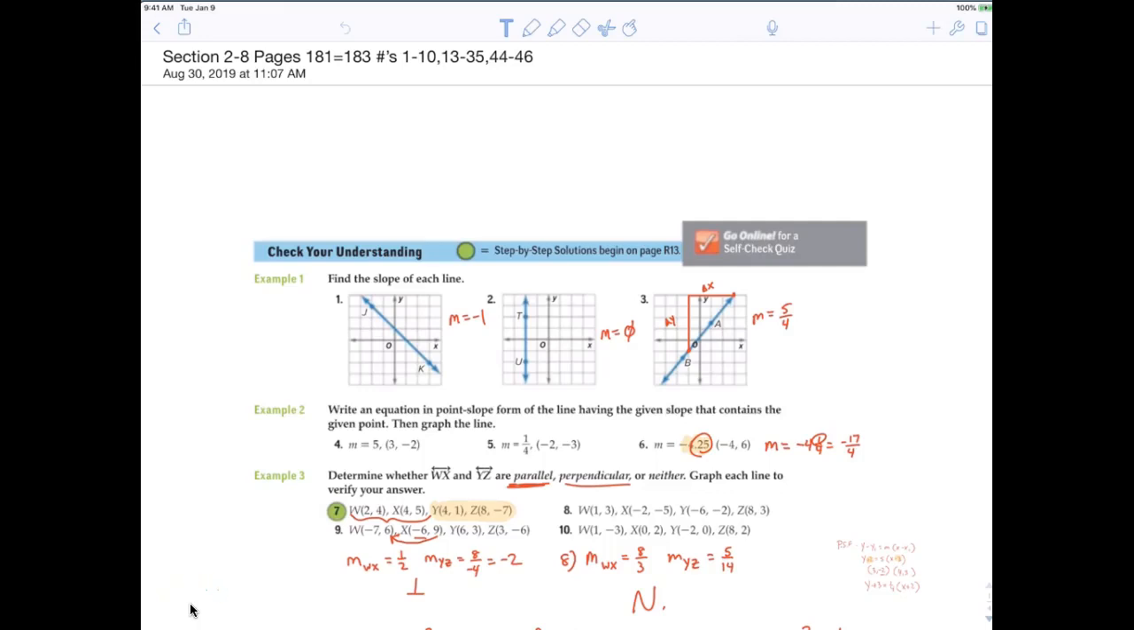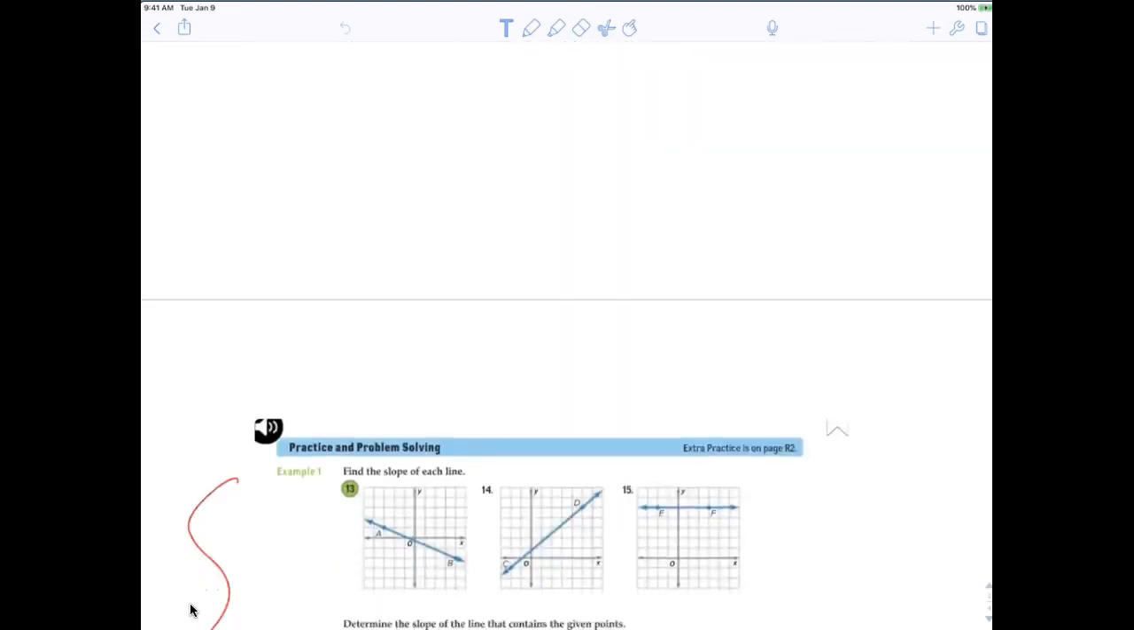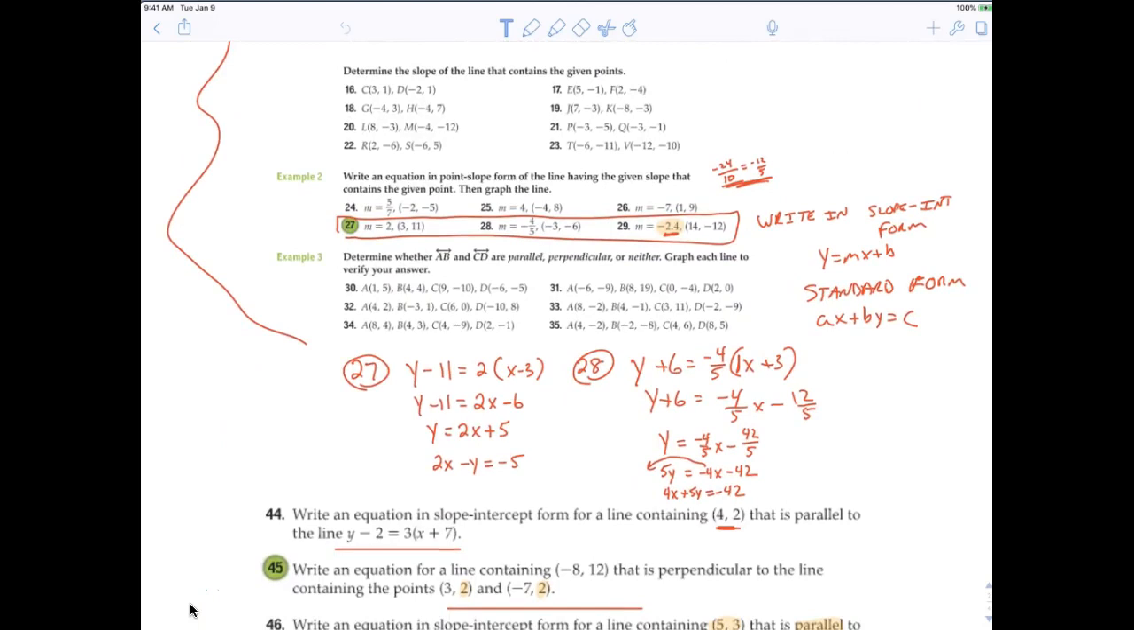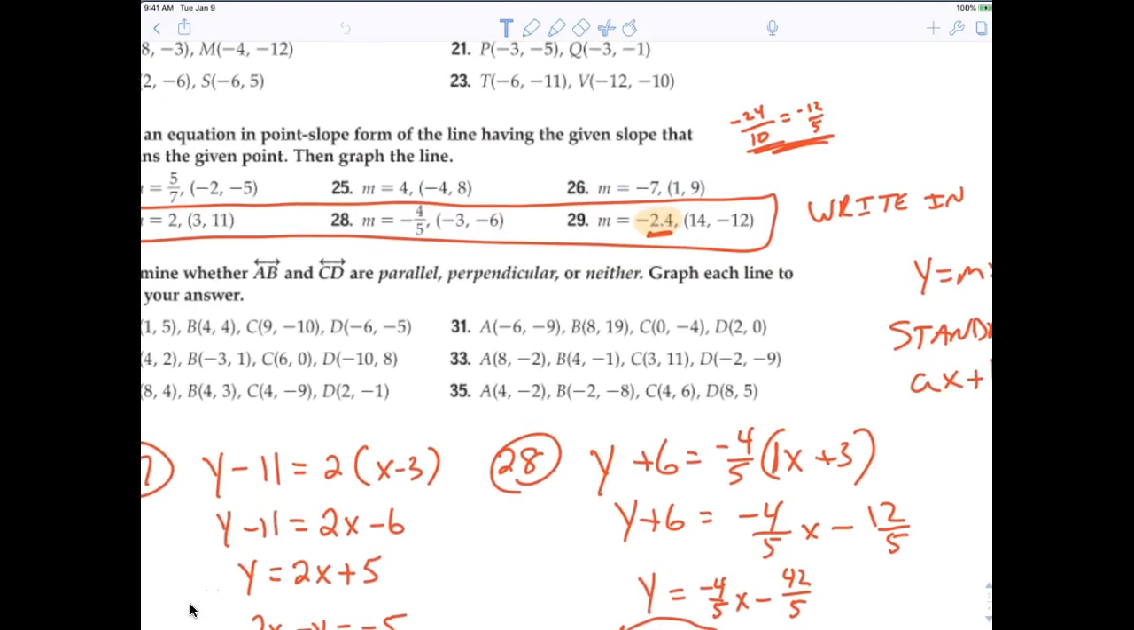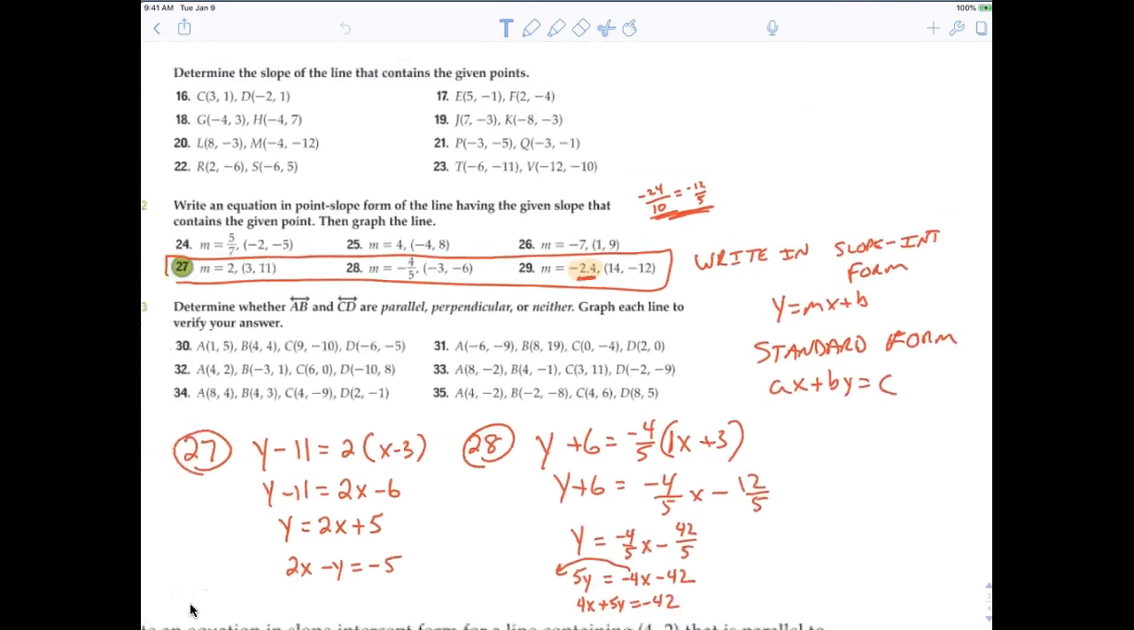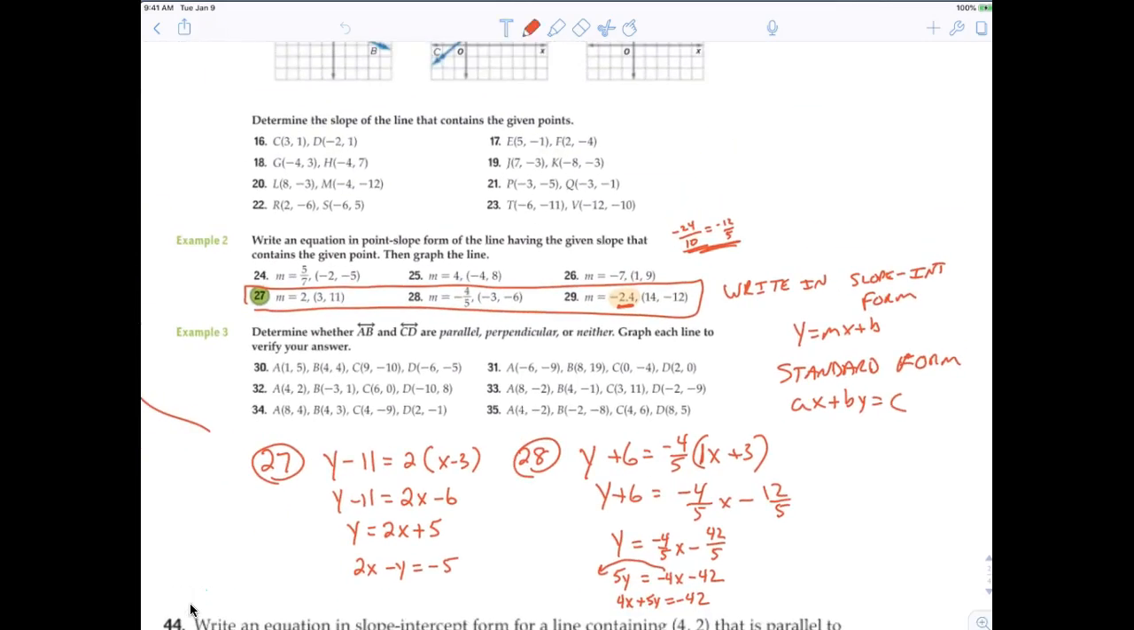Question number 25. Here we go. Let's see what it says. This guy right there, 25. All it is is putting it in point slope form. Come on now, that's just super important. So y minus 8 equals 4 times x plus 4. That's it.